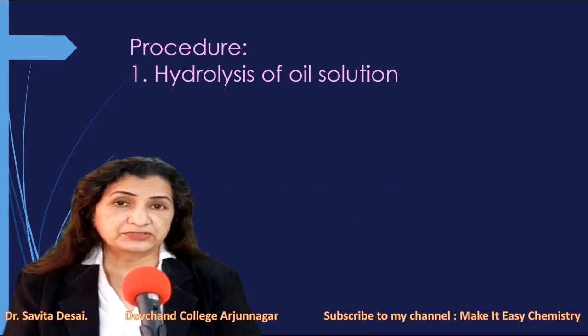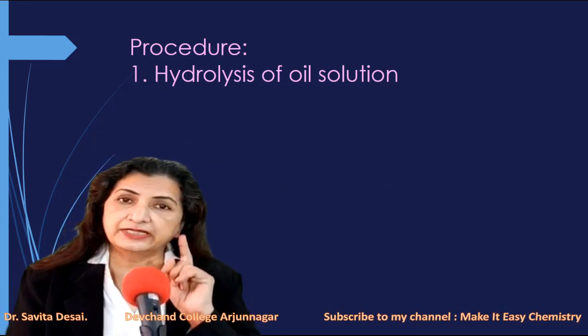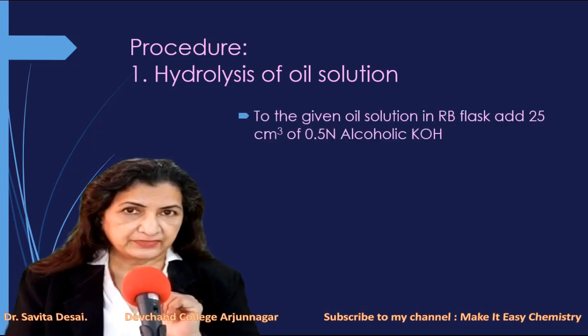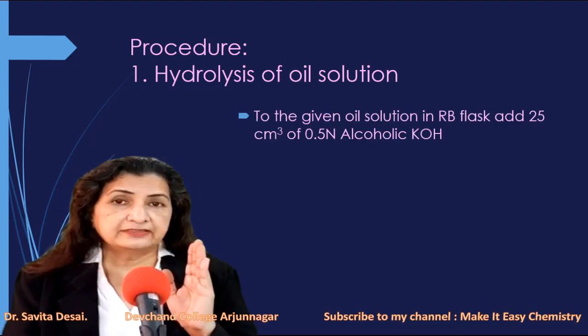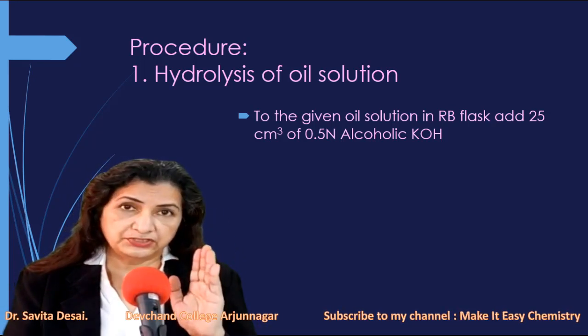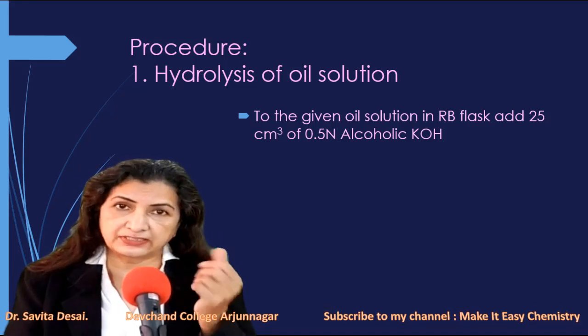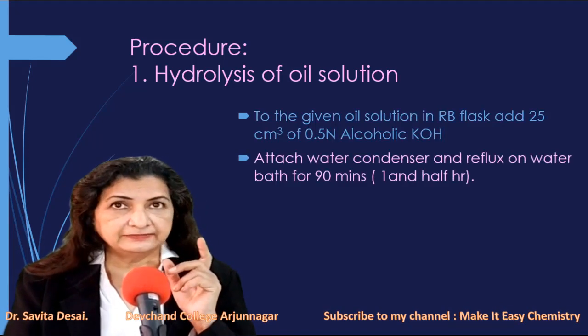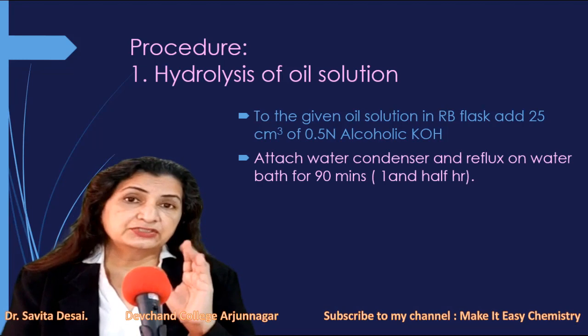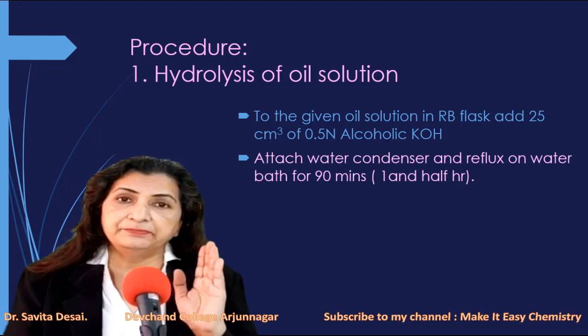How is the procedure to be followed? First of all, we have to carry out the hydrolysis of the oil solution. We take 25 cc of the 0.5 normal alcoholic KOH into the given oil solution, which is provided to the student in a round bottom flask, and then we attach the water condenser and reflux on a water bath for 90 minutes.